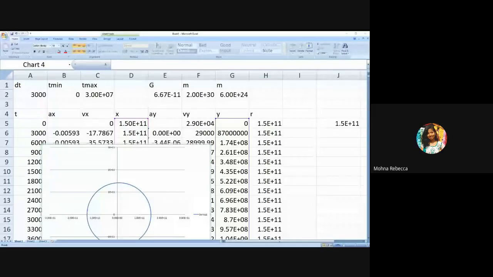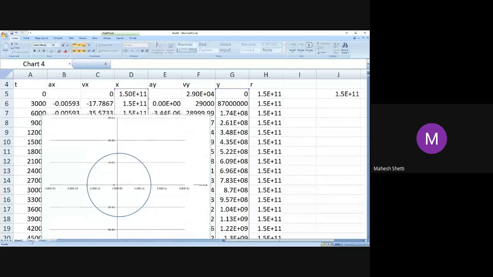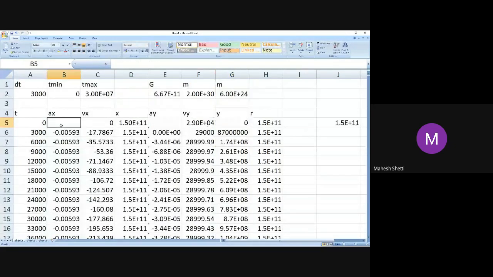Is the sheet visible? Yes, sir. So let us go to this projectile thing. Let me delete this so that I don't have to type T again. I will need x and y. I will need most of these things.